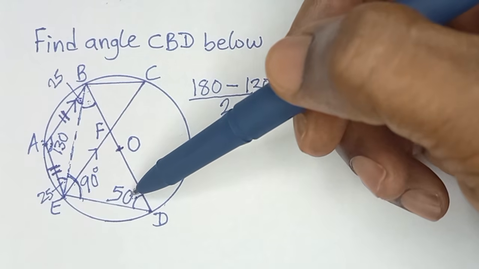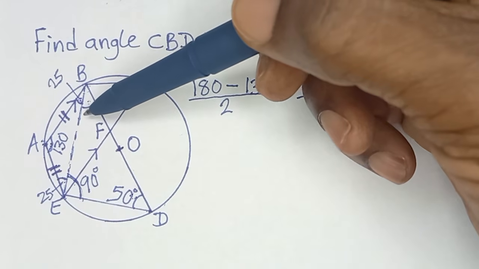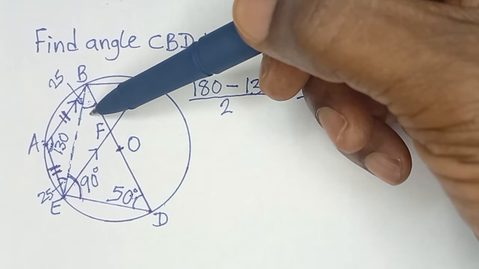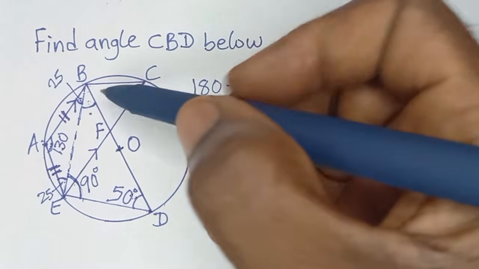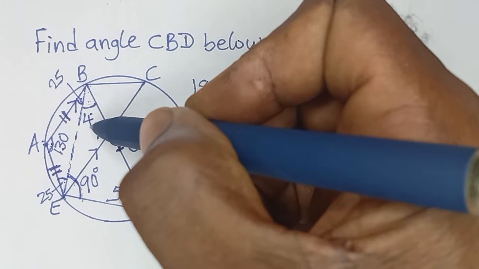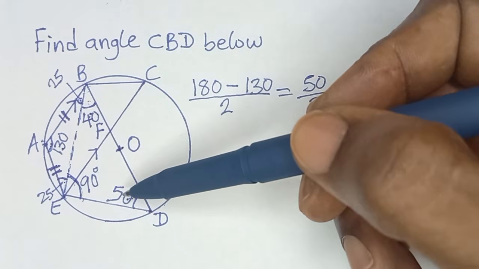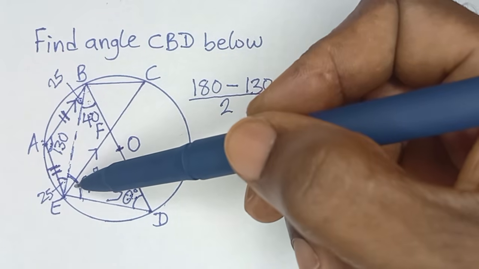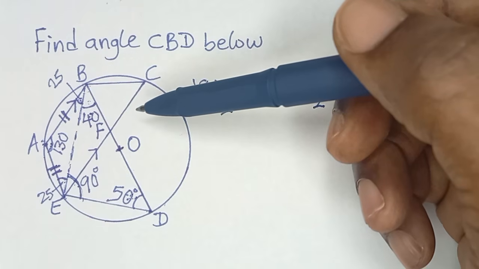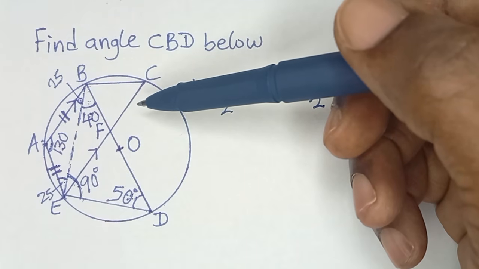So if this is 50, that means we can now get this angle. Take note of that. So this angle will be 40 degrees. That is 90 minus 50 gives us 40. So that when you add 50 plus 40, that is 90, then plus 90 again gives you 180. Hope you are getting it fully.